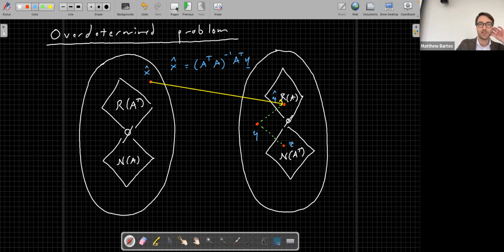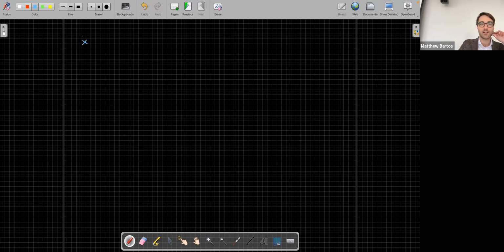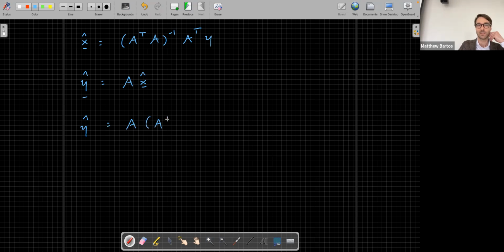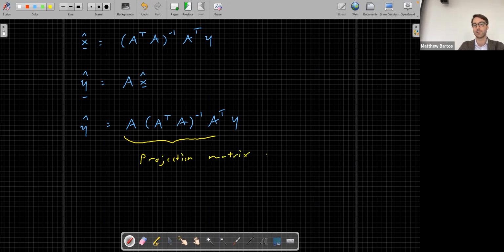Right, so taking this a little bit further, we know that our optimal X is equal to A transpose A inverse times A transpose Y. We know that Y hat is equal to A times X hat, and thus Y hat is equal to A times A transpose A inverse A transpose Y. So this here is the projection matrix onto the range of A.